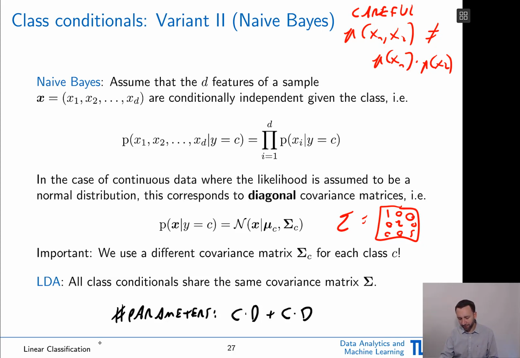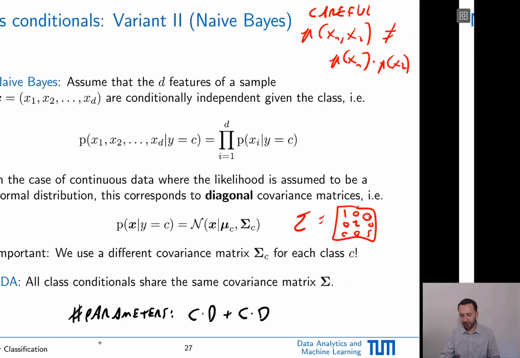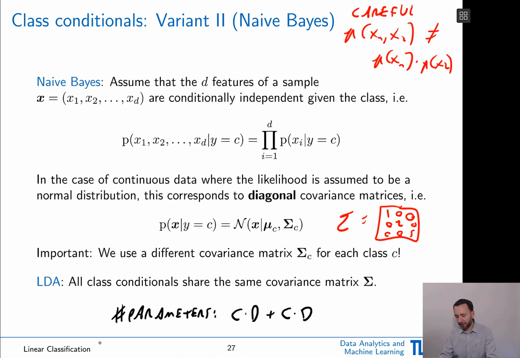And this is the only difference to the LDA, where we assume that the features can be correlated, but they have to share their covariance matrix. So what does this mean graphically? Graphically, it means the following.